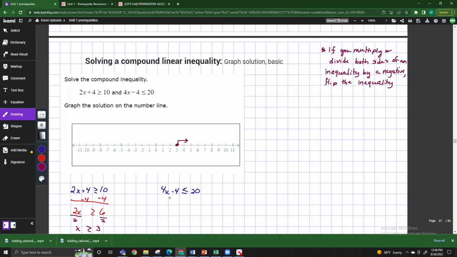Solving the other inequality, I'm going to add 4 to both sides. Alright, so I have 4x ≤ 24. Divide both sides by 4. And I have x ≤ 6. So at 6, I'm going to put a closed circle. And the pointy part of the inequality is by the x, so I need x to be smaller than 6, meaning it is going this way. My arrows are going to meet, so my answer is between those two, and I would be shading those in on my problem.